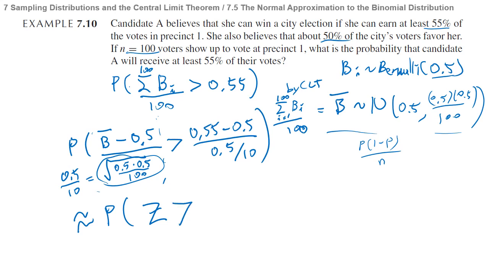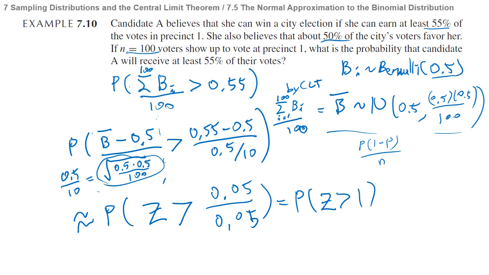And this part becomes 0.05, and here this part 5, and this is the probability of Z greater than 1. And from the normal table, the probability of a standardized normal distribution being greater than 1 is 0.1587. Okay, so this is the proof using the Bernoulli distribution and the central limit theorem.